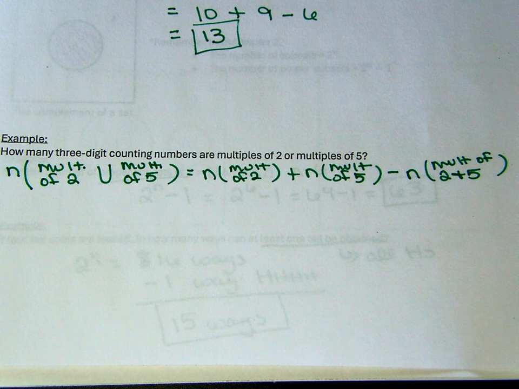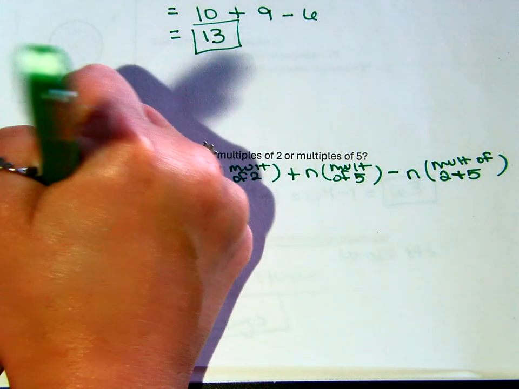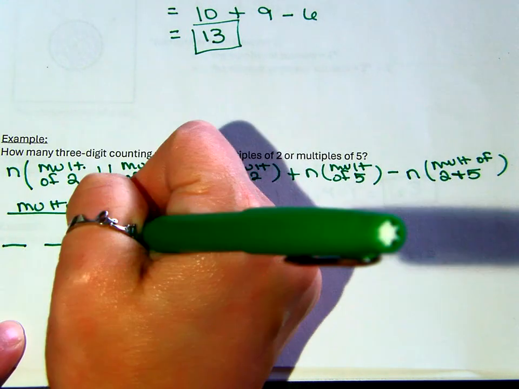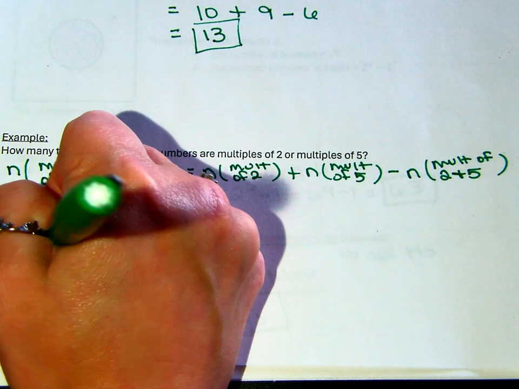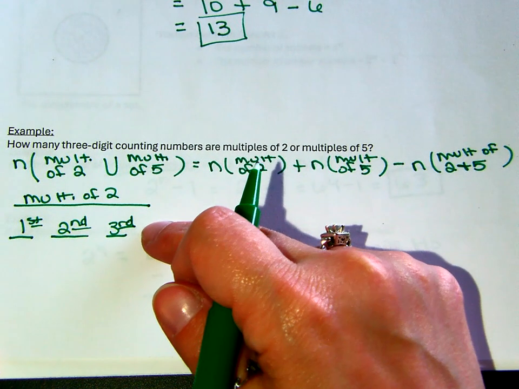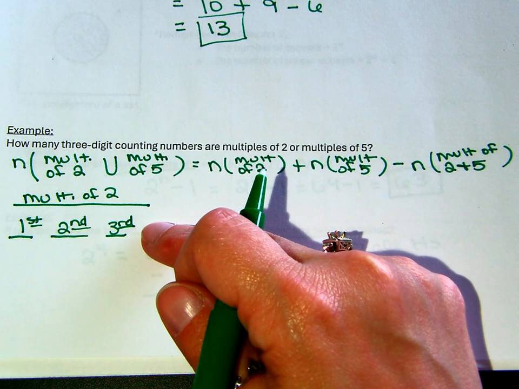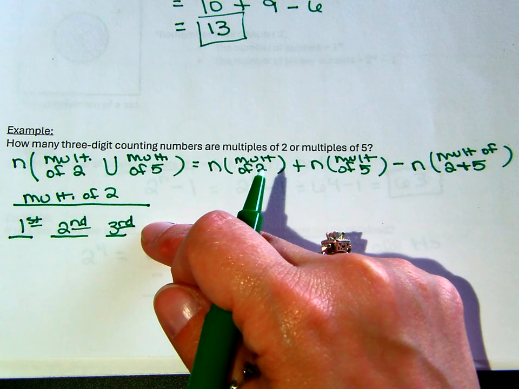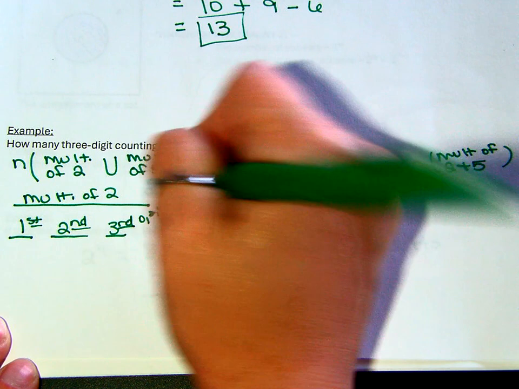So I'm going to look at the multiples of 2 first. And we have a 3-digit number. I'll just list them in order: first, second, and third. But it's our third digit that really is our limiter. Because to be a multiple of 2, what do we have to end in? 2, 4, 6, or 0. Exactly. We have to end in an even number or 0. So multiples of 2 will end in 0, 2, 4, 6, or 8. So we have 1, 2, 3, 4, 5 different options that can go in our third digit.